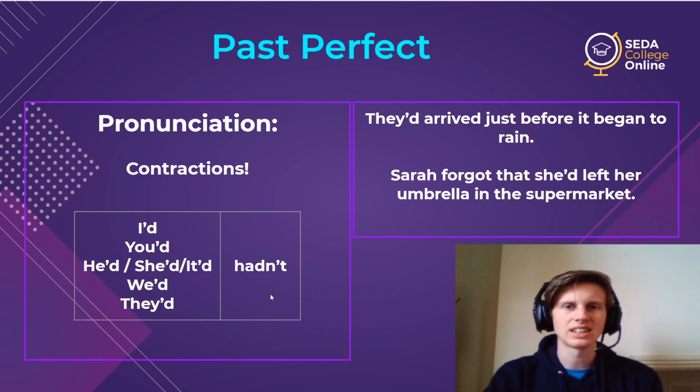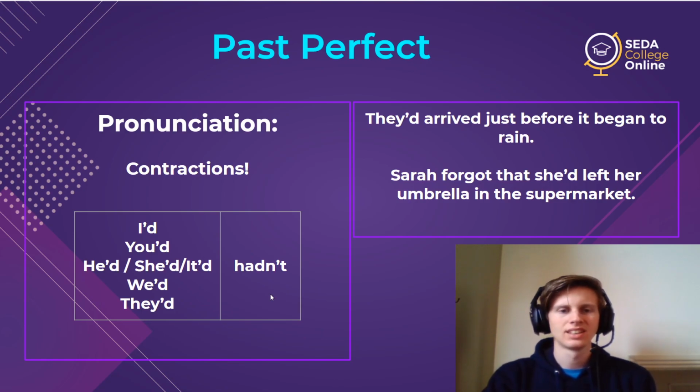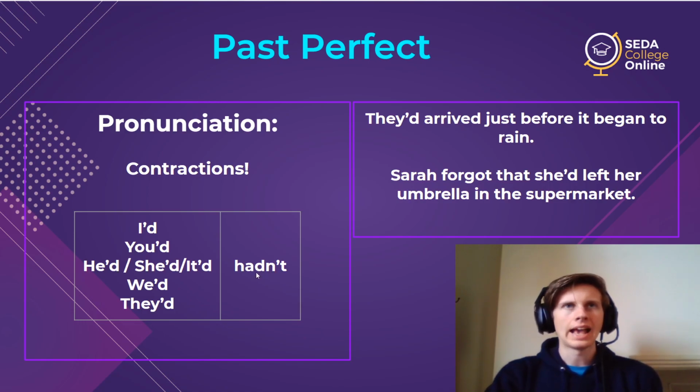Now let's do the negative. Hadn't. Yeah, you might notice my pronunciation's a little different here. So this combination of sound, D and N, is a little tricky. So we don't say hadn't. We just combine them together. Hadn't.